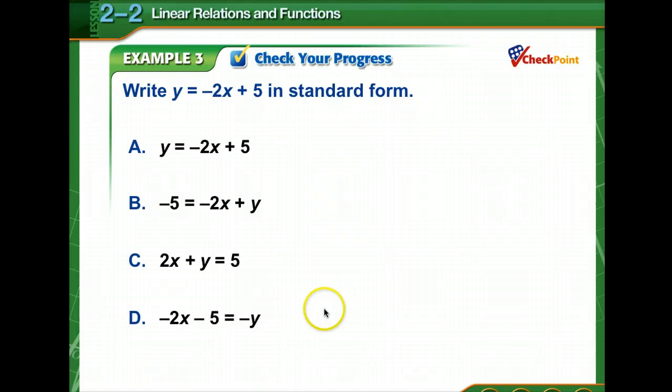Let's try it on this one. So pause for a moment and manipulate this so it's in standard form, and then tell me what would it look like. Sure, we're going to add 2x to both sides. So 2x plus y is equal to 5. Awesome.